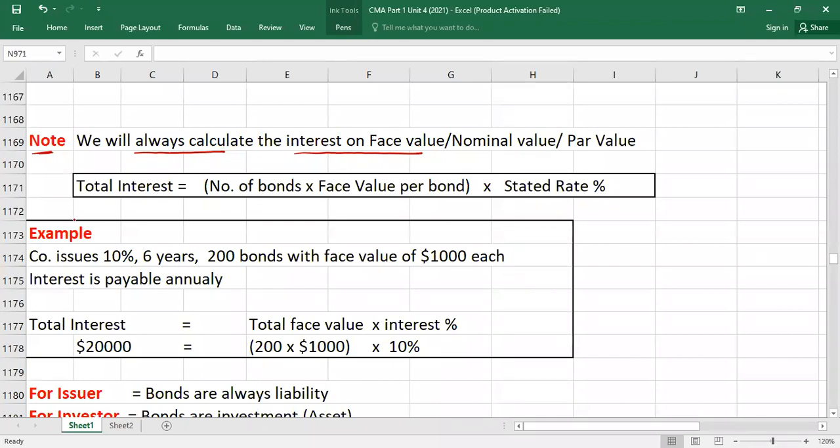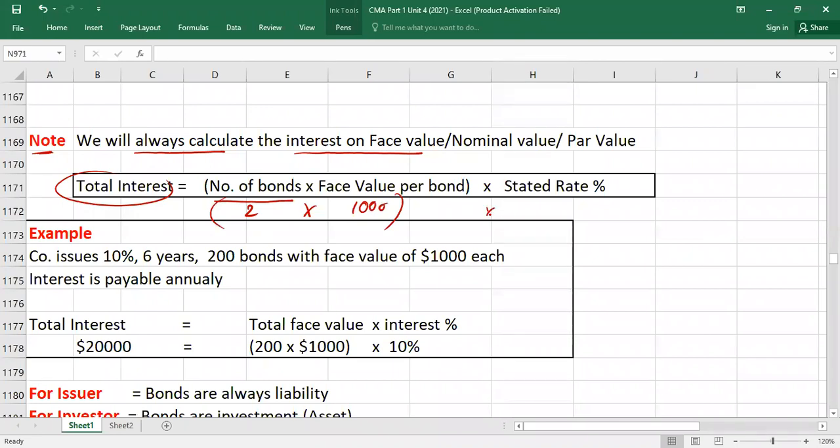Then guys, how will you calculate the interest? You will apply this formula. First take the number of bonds issued. Maybe you have issued, for example, 2 bonds. Then you multiply by the face value per bond. Let's say the face value per bond is $1,000. This gives you the total face value of two bonds, which is $2,000.